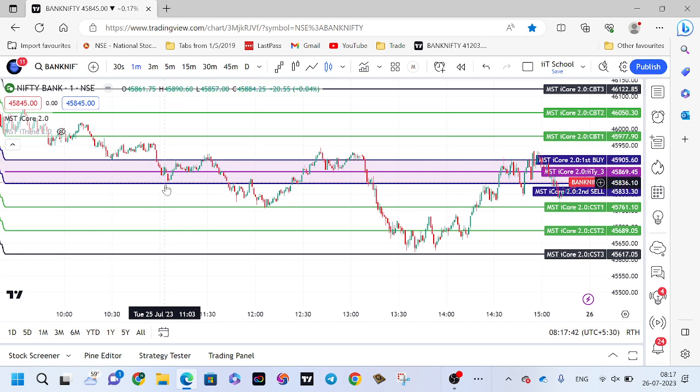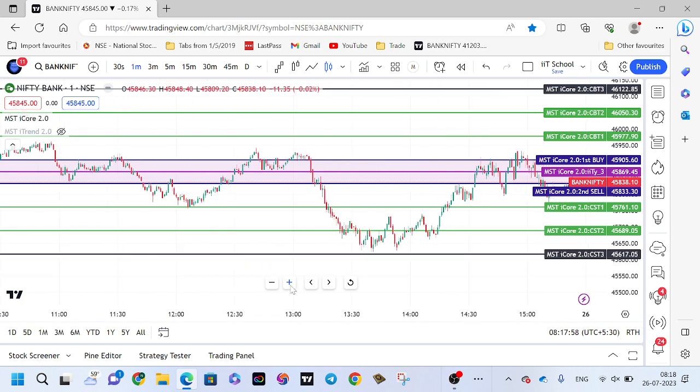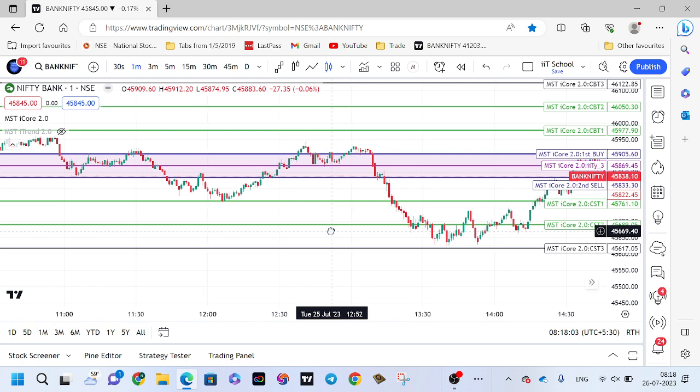After that it came down, but it did not touch our second sell entry. See, the low made was 45,836 and our stop loss was 45,833. So SL was safe. Also we are telling we have to wait for the close. Even if it is touching and going back, don't exit, because we are in option trading. So wait for the market to close.